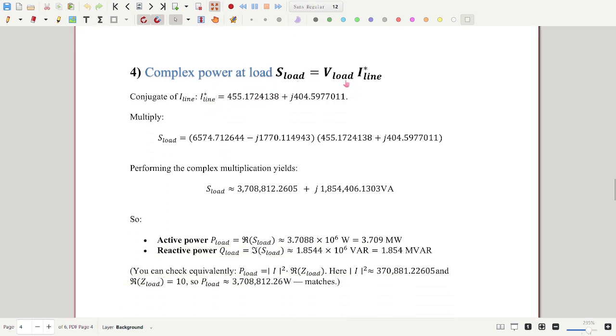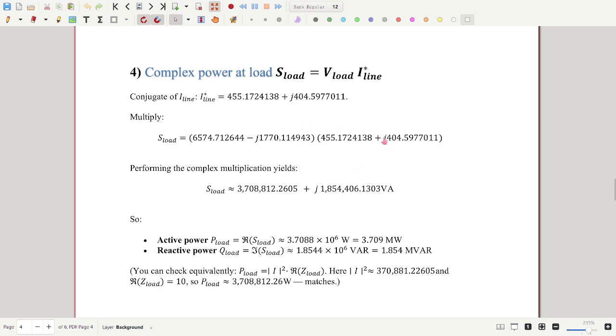Complex power is always V I conjugate. Conjugate means just the reverse of that. So V load is this value. The conjugate of this line current is just taking the minus. Actually we got the line current as a minus, now we are taking the plus here, that is the conjugate. So in place of minus we substitute plus, then you multiply these two.